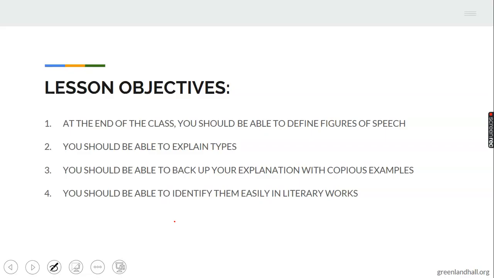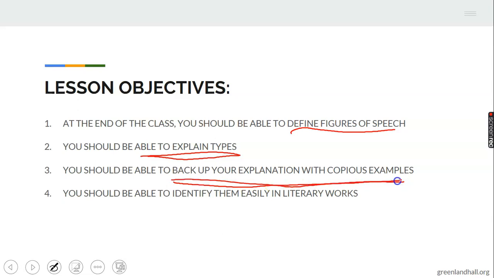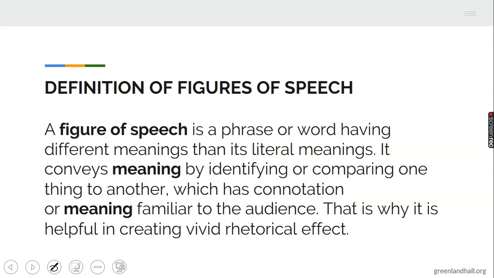What are our learning objectives for this class? Number one, by the end of the class, you should be able to define figures of speech. Very important, the definition. You should be able to give examples. You should be able to explain the examples, the types and examples. And lastly, you should be able to back up your explanation with enough illustrations and examples. And the last one, you should be able to identify figures of speech easily in literary works.